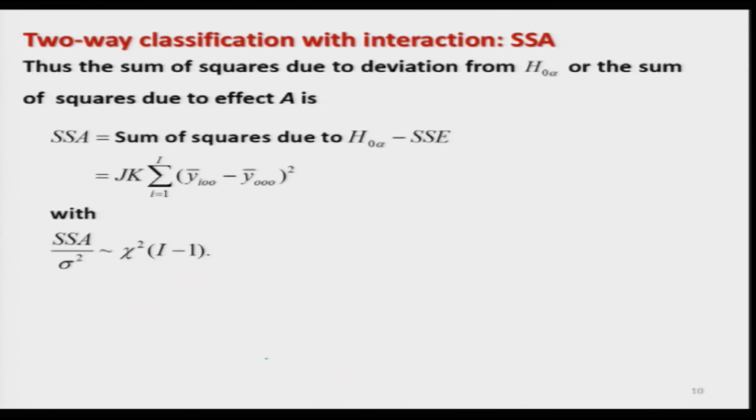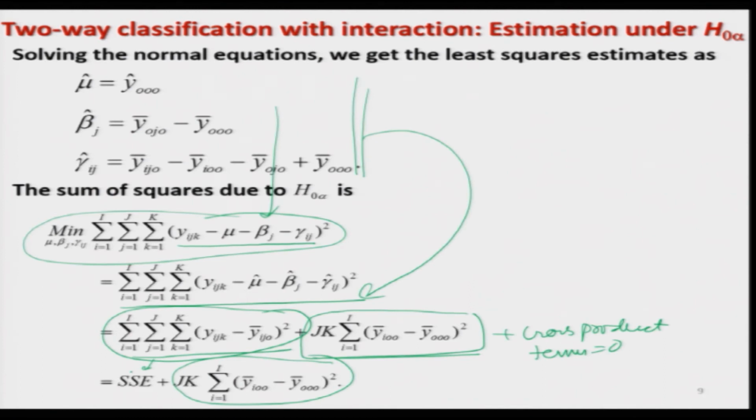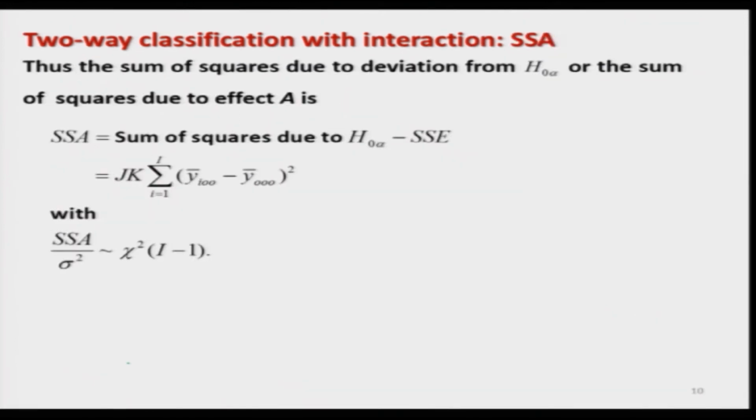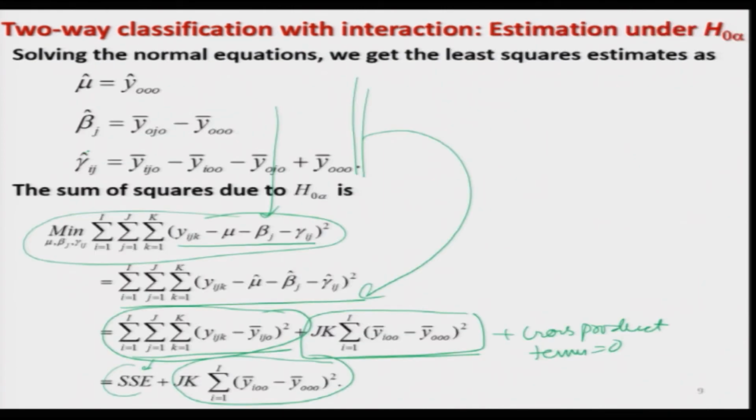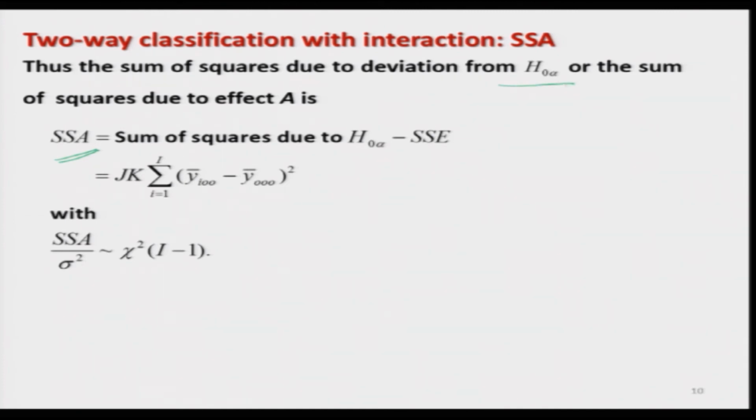If you take the difference between this expression and the SSE that you obtained earlier, you can obtain the sum of squares due to the factor A. When all the alpha 1, alpha 2, alpha i are equal to 0, then this factor will become simply 0. So this factor indicates what will be the effect on the sum of squares due to error when there is a deviation from H naught alpha. That is actually the sum of squares due to the factor A, obtained as the sum of squares due to H naught alpha minus SSE, and this comes out to be jk summation over i (y bar i double naught minus y bar triple naught) whole square.